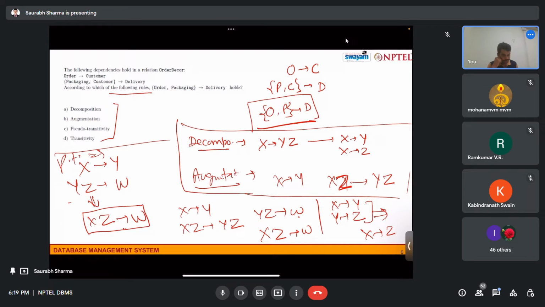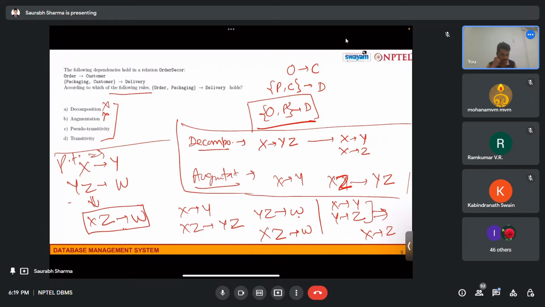So let's select the options. Is it the decomposition? I don't think so. Decomposition basically breaks it into two. It is not the case. Augmentation. In augmentation, there should be, if order packaging is there, then customer packaging should be there.